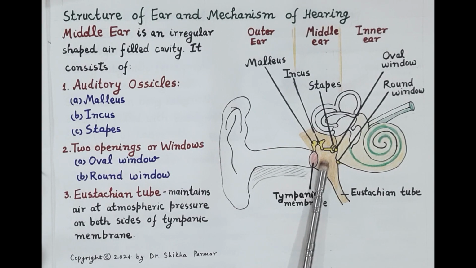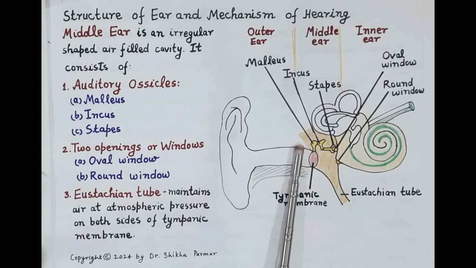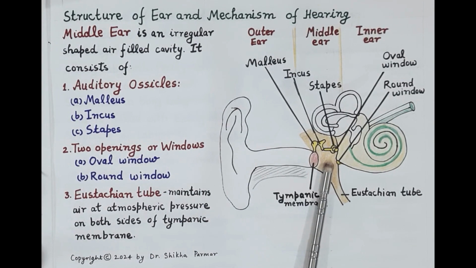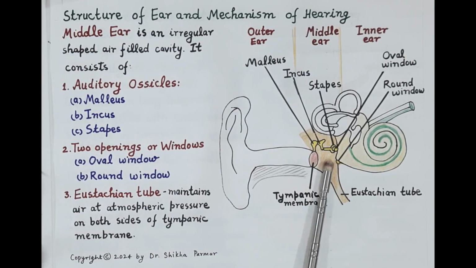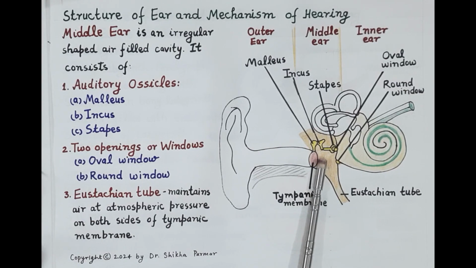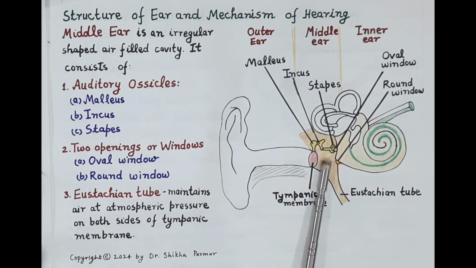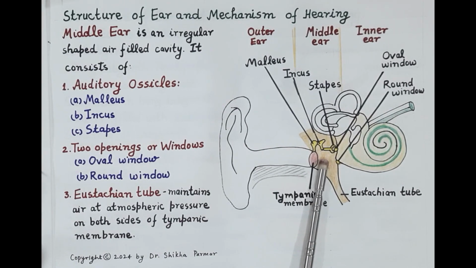Then second, incus. Incus is an anvil shaped bone, and as you can see here, incus articulates with the malleus and its long process articulates with the stapes. Now stapes is a stirrup shaped bone. Its head articulates with the incus and its foot plate fits into the oval window. Very important, between these bones there are synovial joints.